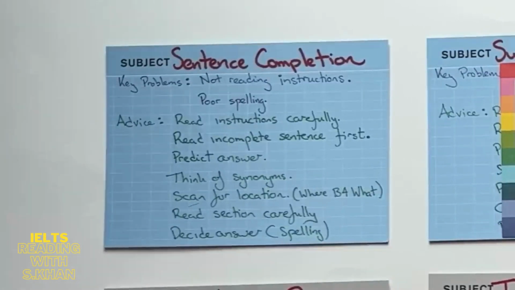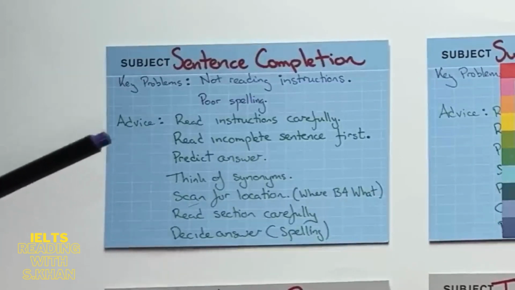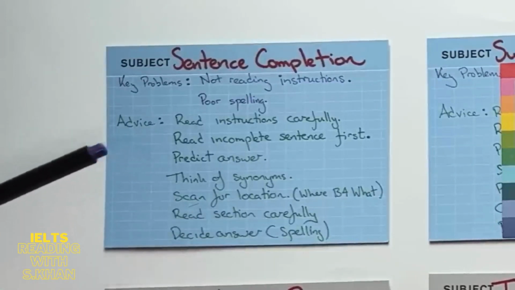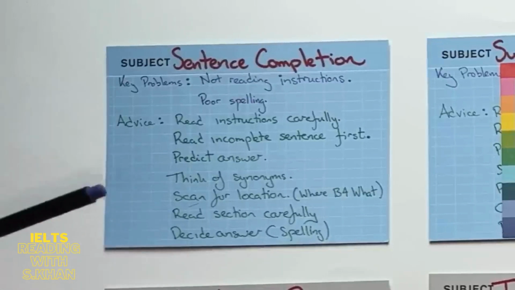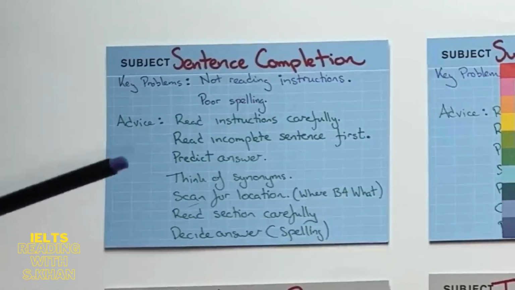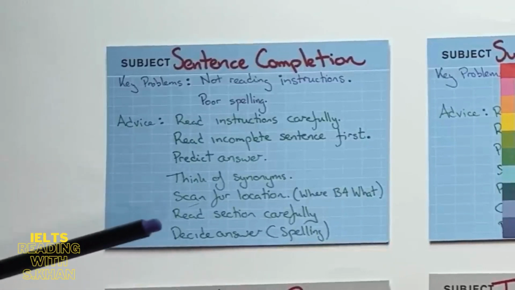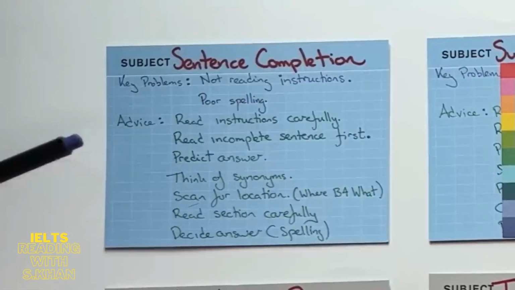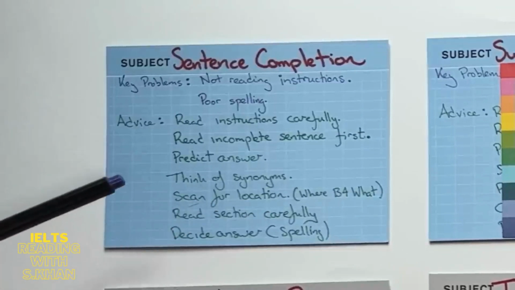Predict the answers. What do you think the type of words, the type of content, is probably going to come up? Even if your predictions are wrong, that doesn't matter, because what you're doing is priming your brain to receive the correct information. It really does help. And often when you make a prediction, the exact thing that you predicted will come up, or something very, very similar.